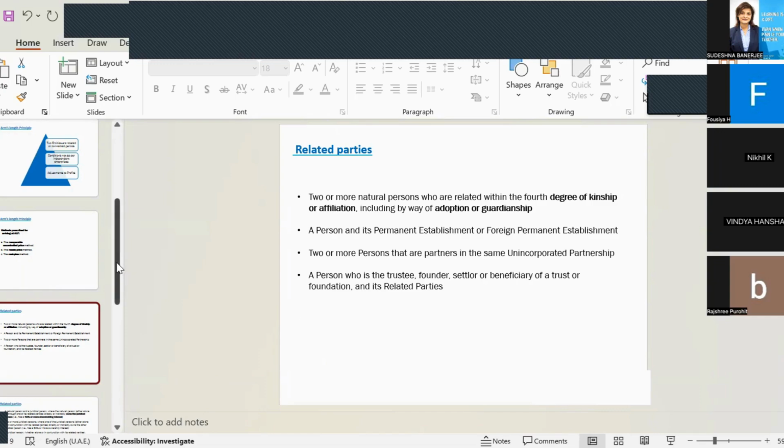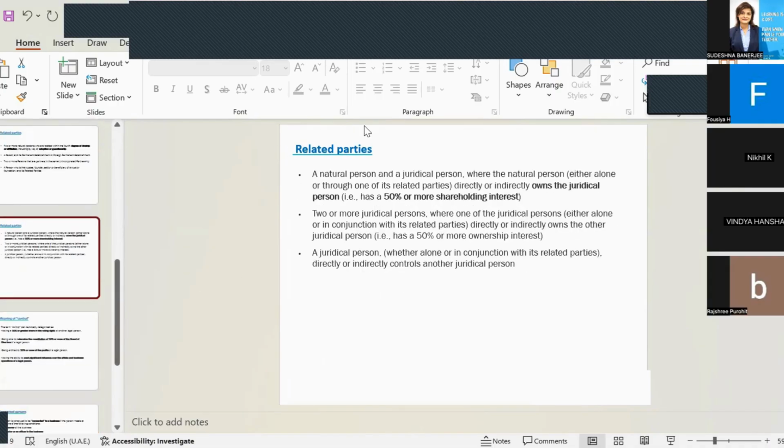So basically, we can understand a related party as when a transaction is happening between two enterprises, incorporated or unincorporated, on a regular basis, at a price other than the price available in the local market.